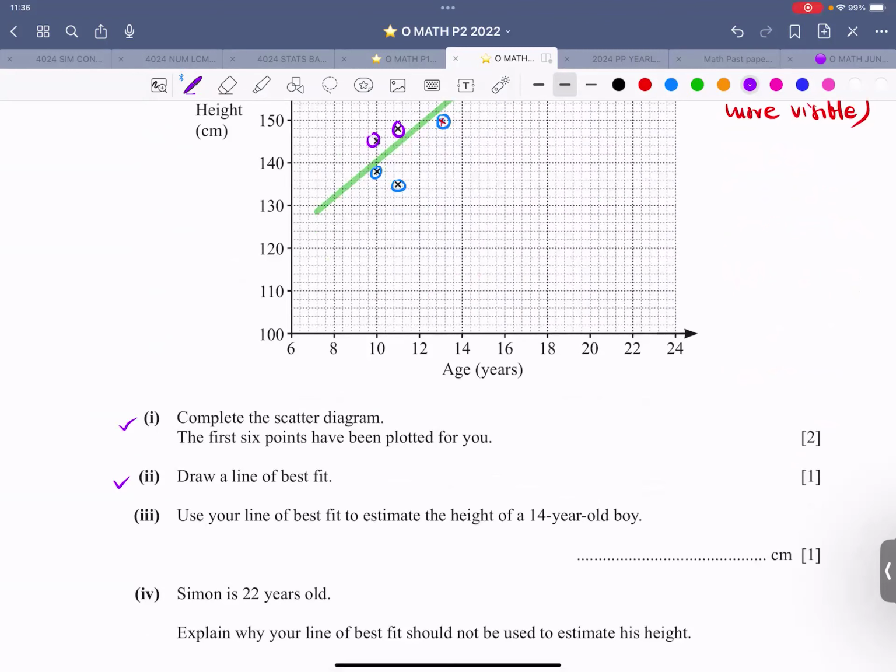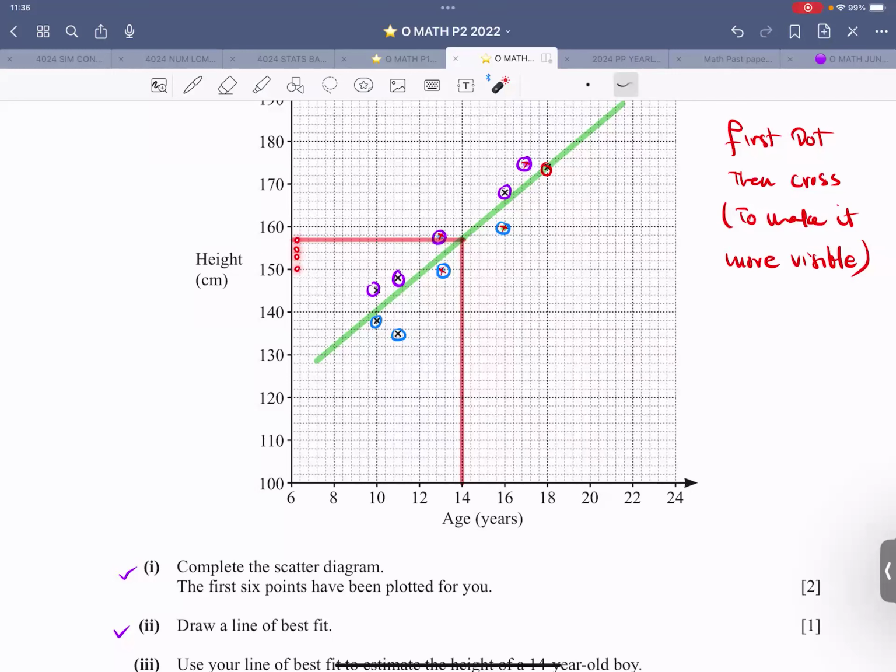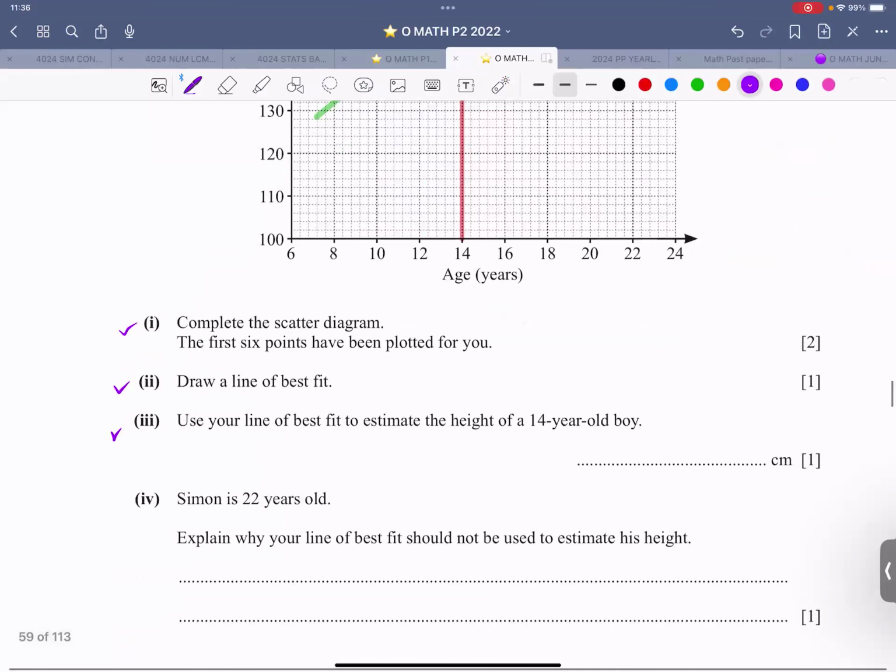First part done, second part done. Use your line of best fit to estimate the height of a 14-year-old boy. So for the 14-year-old boy, let me draw a line, touch the graph, go left. And this is how much? Between 150 and 160 there are 5 boxes, each box is 2 units. So this is 152, 154, 156, 157. 156 or 157, that looks like it. So let me write 157 centimeters.